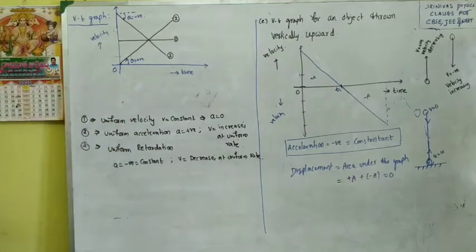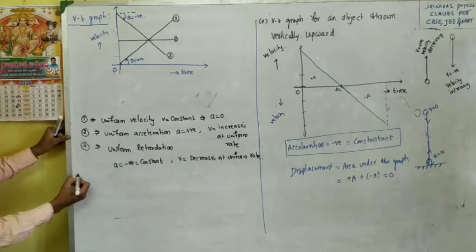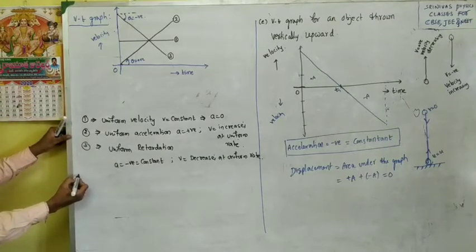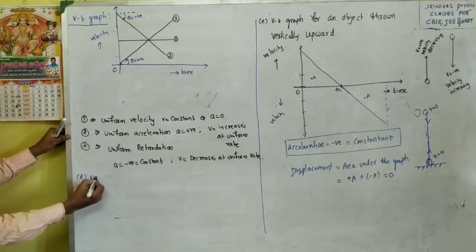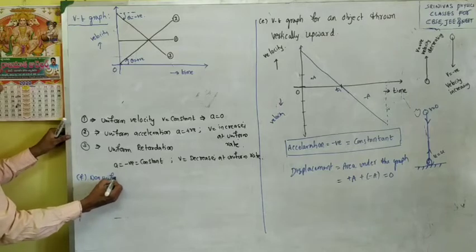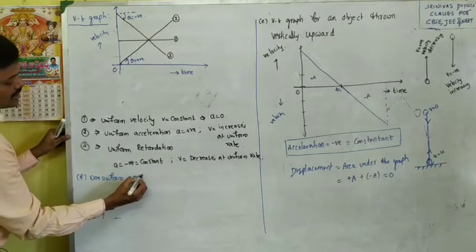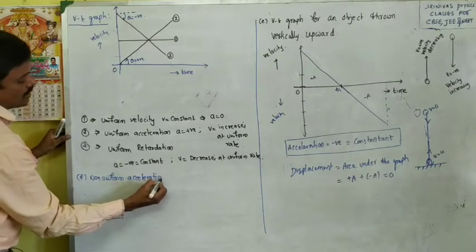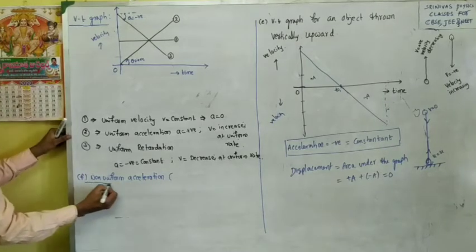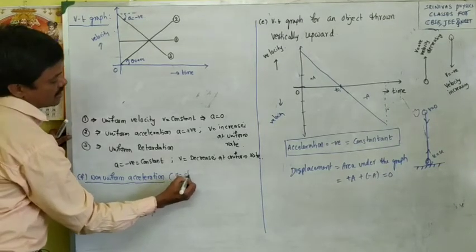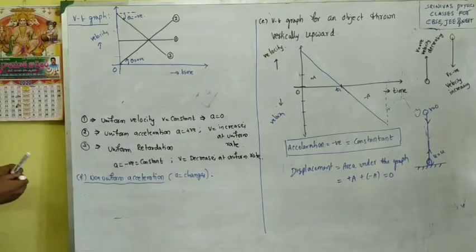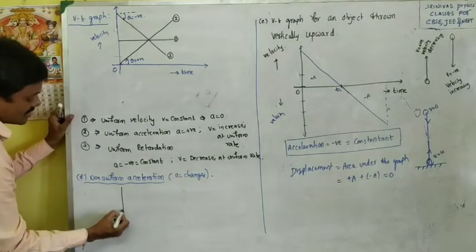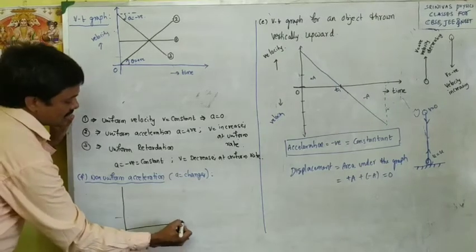Next I am going to give non-uniform acceleration. If acceleration also varies, then what happens? Okay, A, B, C, D, E, F. Non-uniform acceleration, right? Acceleration is variable here. Acceleration is changing. Then how will we get the graph? If acceleration changes, the graph will look like this.